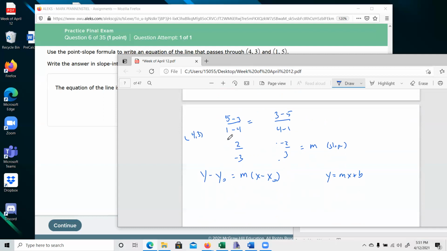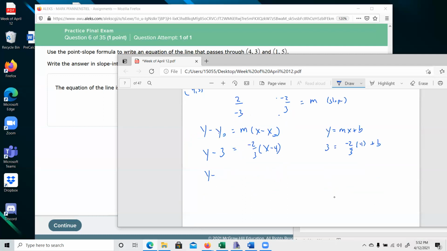So we're just going to fill this in. y minus the y that you picked equals negative 2/3, parentheses, don't forget the parentheses, x minus 4. Here we're just going to plug in the y value. The y value was 3. We have negative 2/3. What's my x value? 4, plus b. And we're going to solve for b.